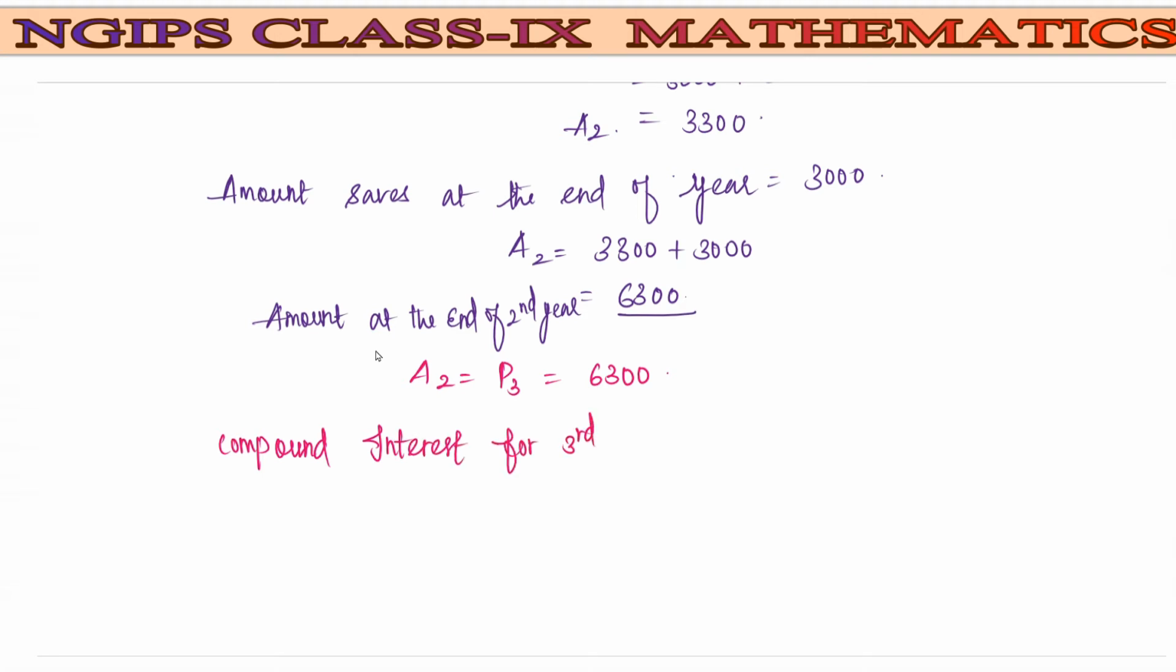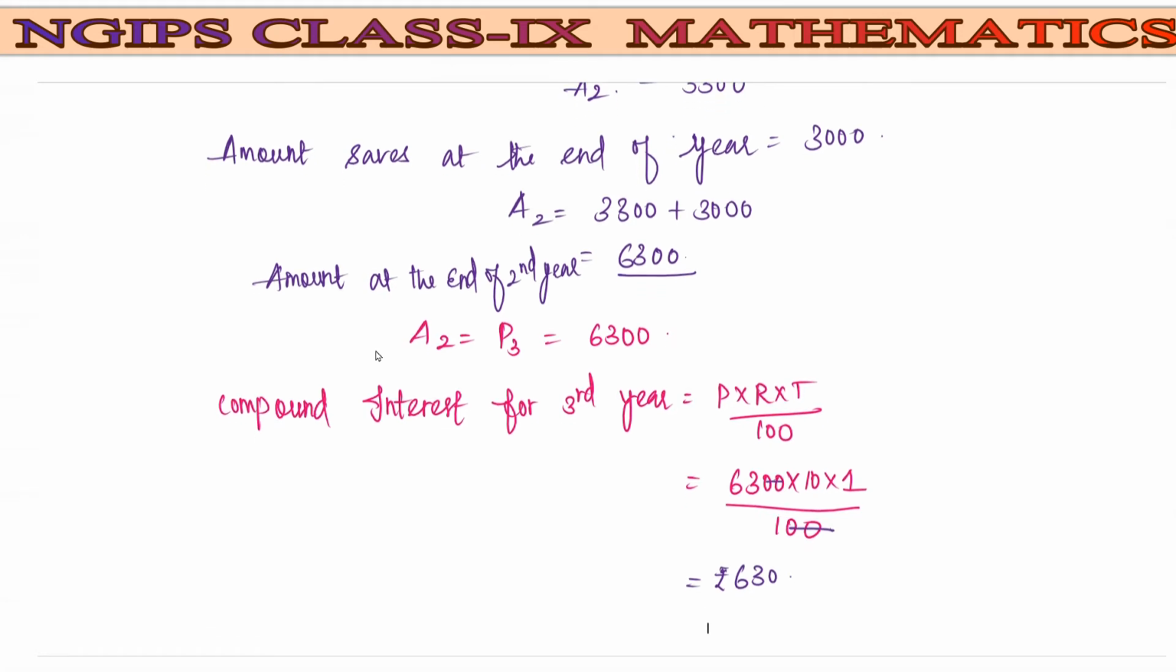Compound interest for the third year is equal to principal into rate into time divided by 100. So here we have principal 6300 and rate is 10%, 10 into 1 year divided by 100. Here 2 zeros and 2 zeros get cancelled, so 630 rupees. So this is the compound interest.